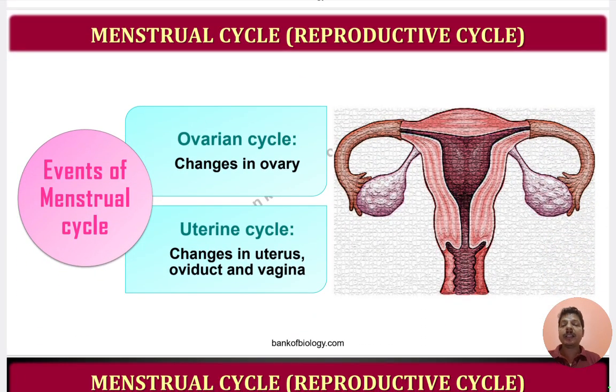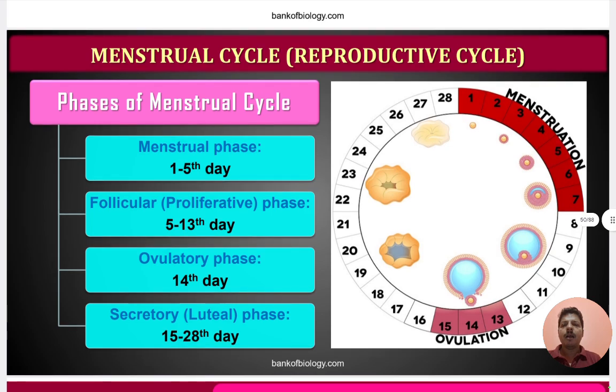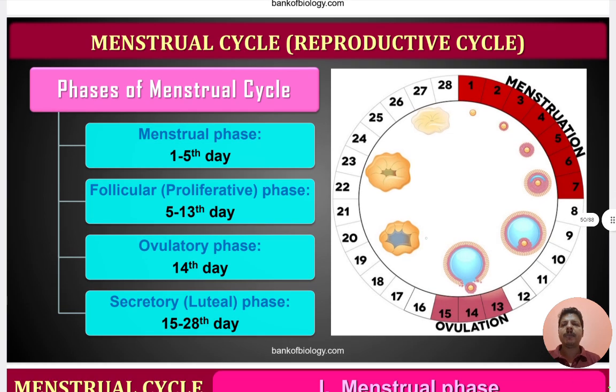Next, events of the menstrual cycle. There are mainly two events: the ovarian cycle, where the changes occur in the ovary, and the uterine cycle, with changes in the uterus, oviduct and vagina. First of all, coming to the phases of the menstrual cycle, the reproductive cycle.